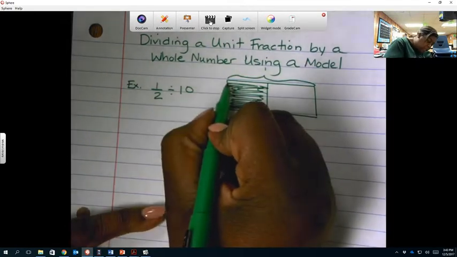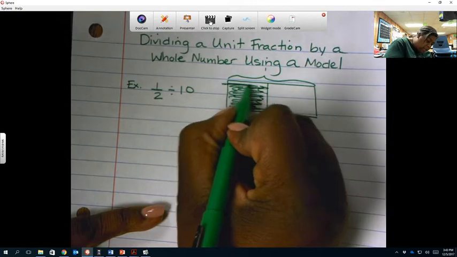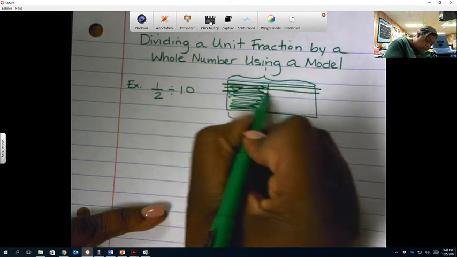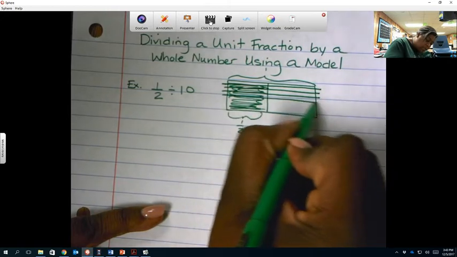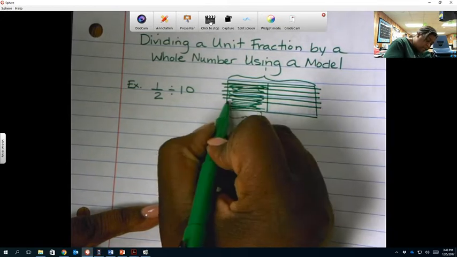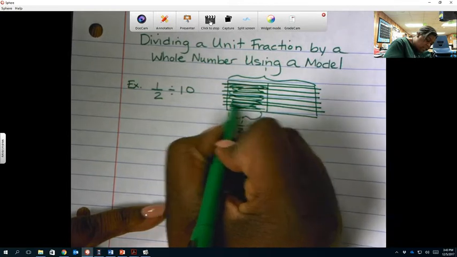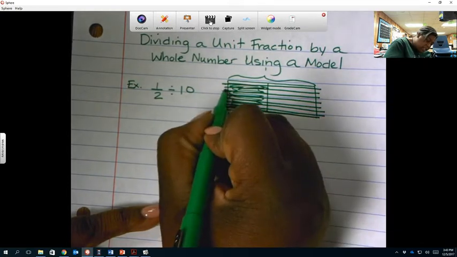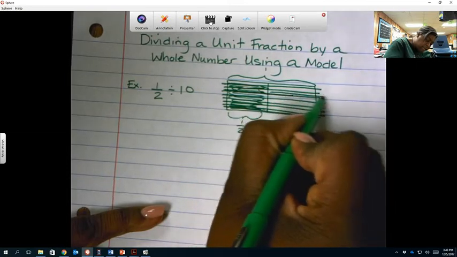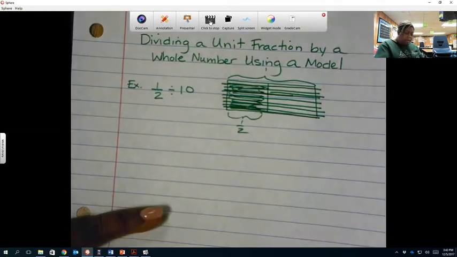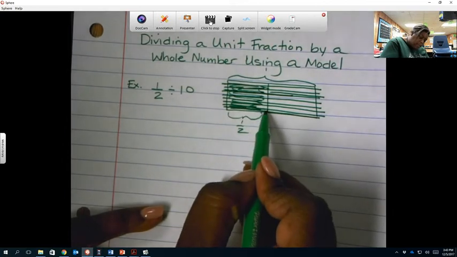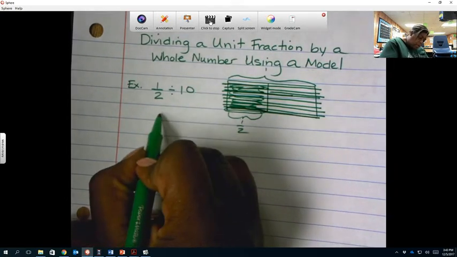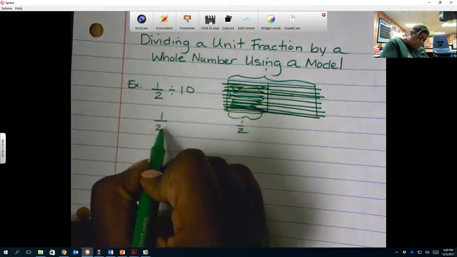So I'm going to try to do this in the best way I know how, so I get all my lines in. 1, 2, 3, 4, 5, 6, 7, 8. Let me stick another one. 9. Ooh, 9. That was kind of crazy, wasn't it? And then I'm looking for this small piece right here, and that would be 1/20.